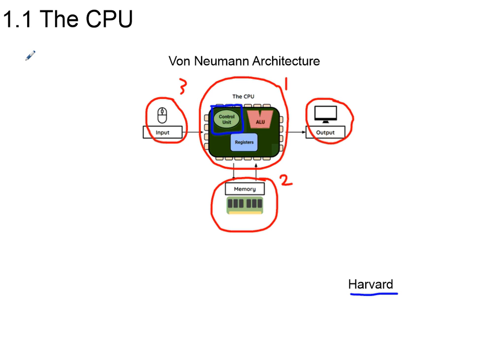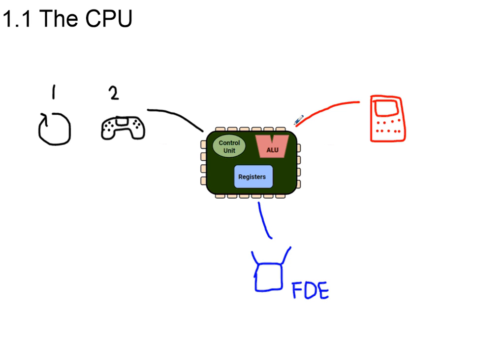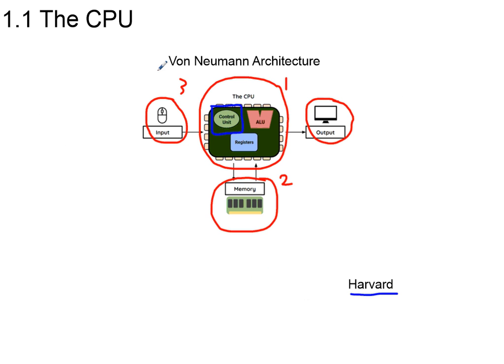Okay, so for 1.1, make sure you pause the video if you need to at any time. You should have a diagram of a CPU, what the components do in the CPU, and then the three features of von Neumann architecture.